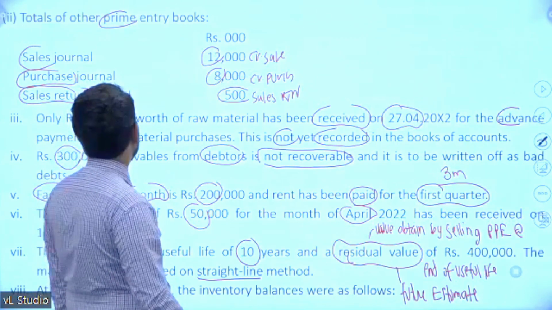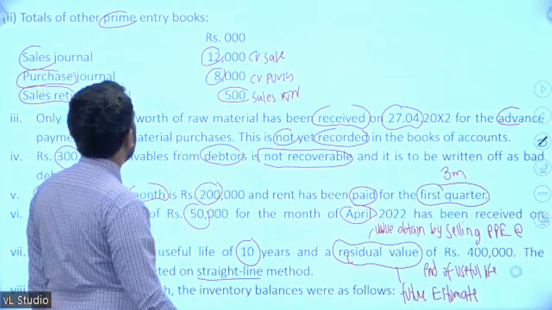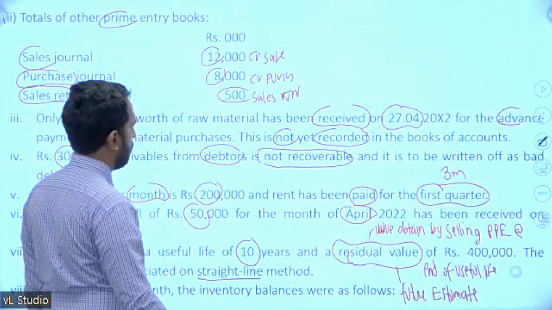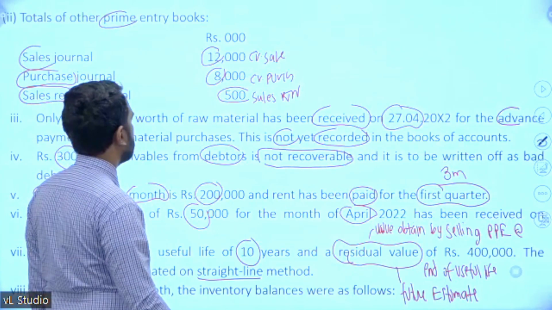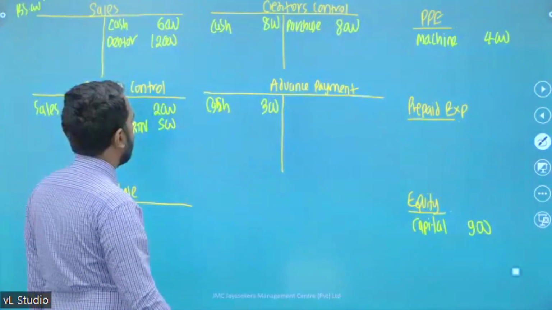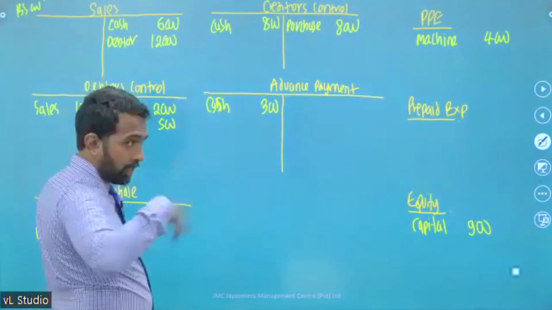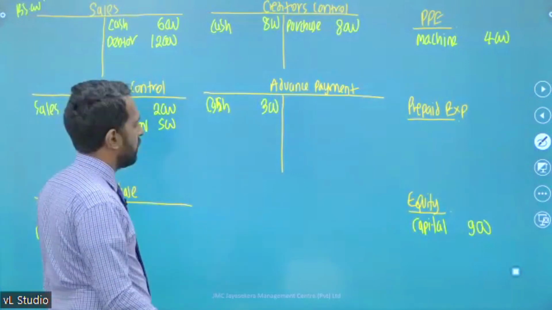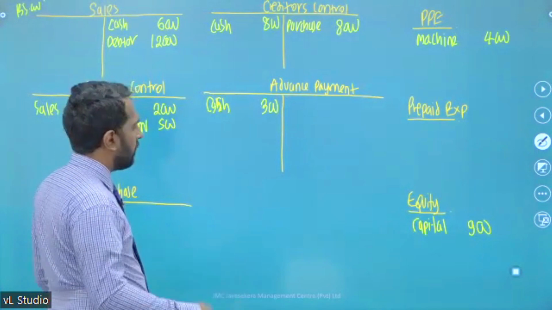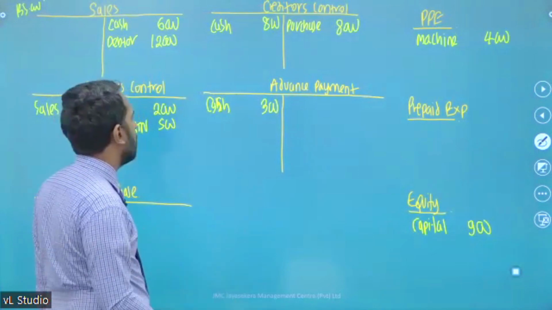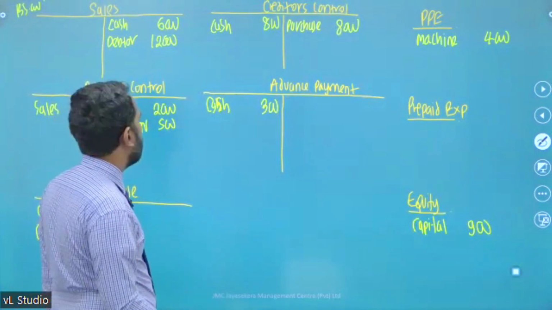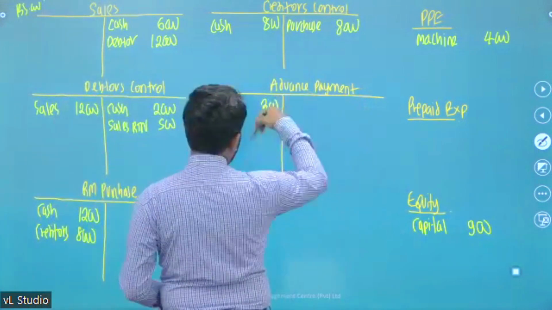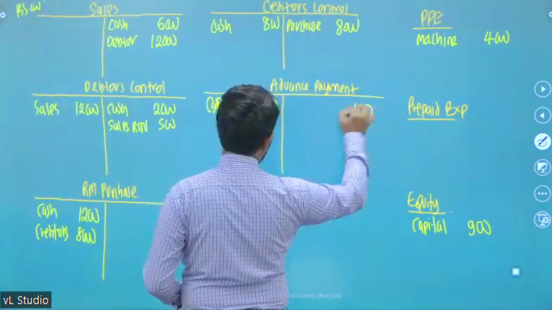Then look at the Roman number 3. Only rupees 100 worth of raw material has been received on 27th of April against the advance payment. This has not been recorded. So we have an advance payment we have paid to the creditor. We have made an advance payment which is an asset. Of that, 100 rupees worth of items have been received. Then what will happen? The advance account will come down, credited 100 rupees.